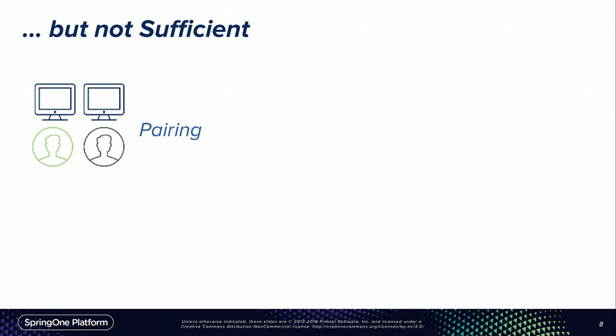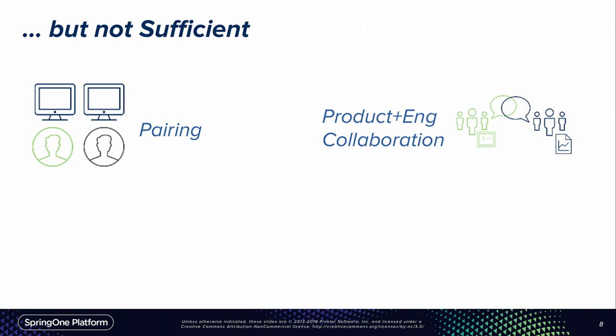So pairing. Pairing is a great way to know that your colleagues are going to also understand your code. Product and engineering collaboration, right? I think developers want to have some ownership over what they're building. In addition to that, by having this close collaboration, you know that what you're delivering has a high chance of being accepted by the product manager and ideally accepted by the user.